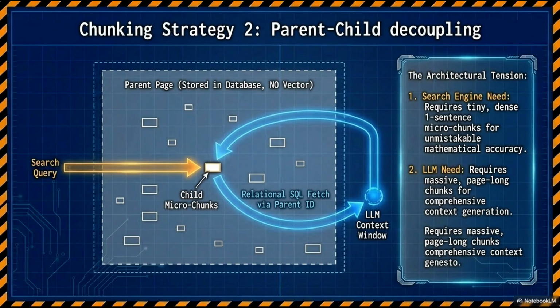Yes. So we decouple them. You take a massive section of your document, say an entire page, and you store that raw text in your database. This is the parent. It gets a unique ID, but you don't generate a vector for it. Okay. Then your pipeline cuts that page into tiny one-sentence microchunks. These are the children. You generate vectors for the children. Yeah. But inside the metadata JSON of every child, you inject the ID of the parent.